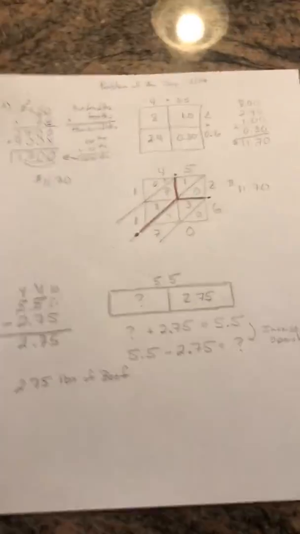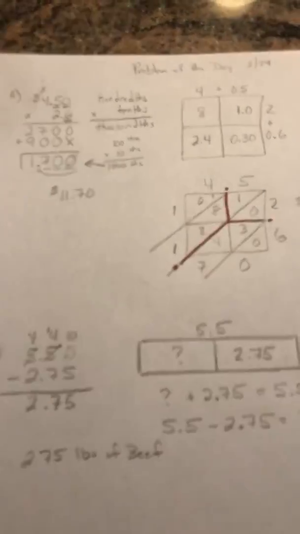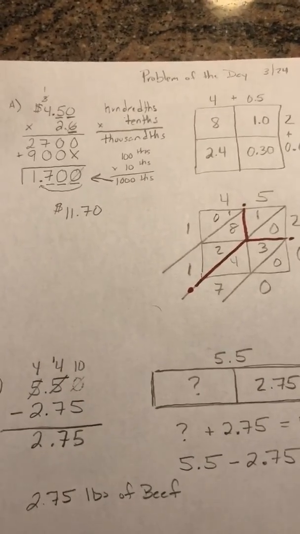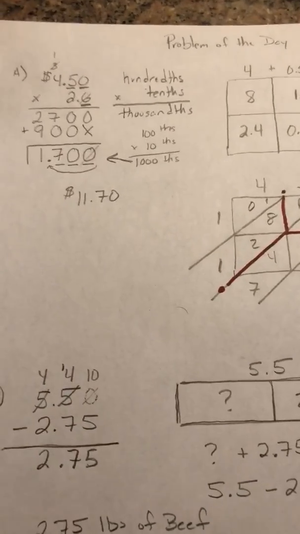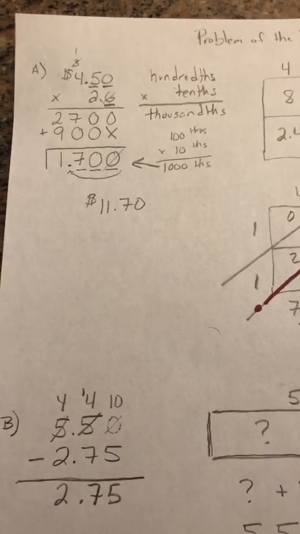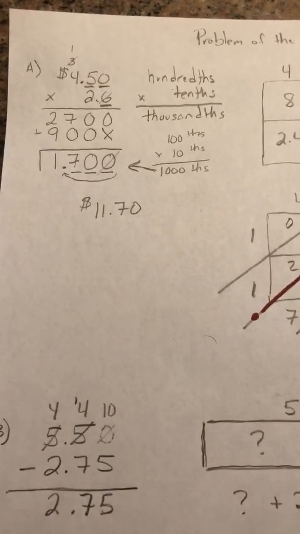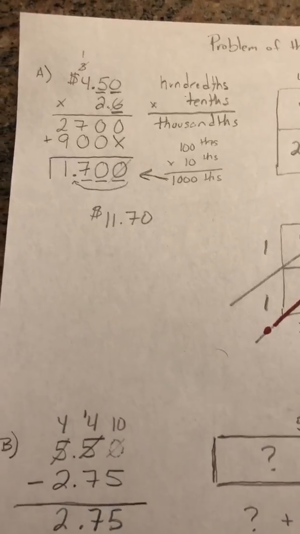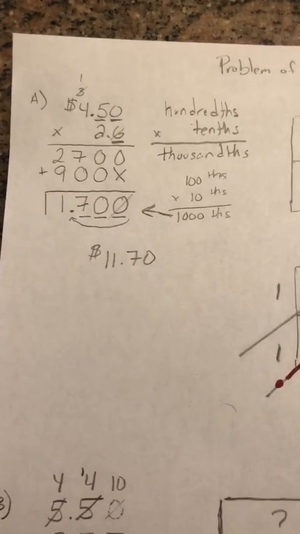Now, if we look over here, I have quite a few solutions already in place that I worked on yesterday and this morning. So for part A, it's pretty much a multiplication problem. So each pound of meat is going to cost $4.50. And she needs 2.6 pounds of turkey. So we're going to actually multiply 4.50 times 2.6.